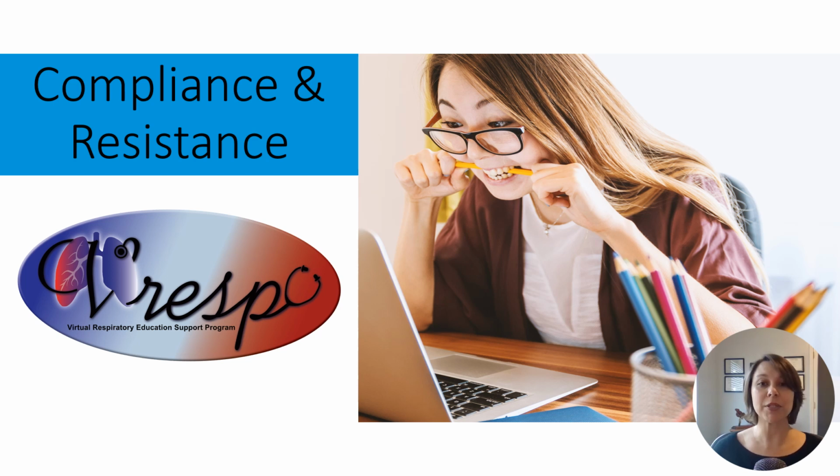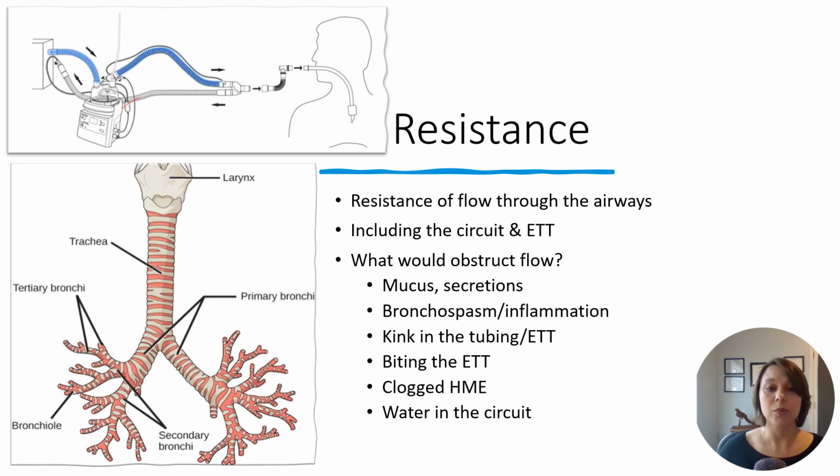In this lesson, I'm going to be talking about compliance and resistance. This is a big one for both A&P and mechanical ventilation, so let's dig in. We'll start with resistance. You really need to think about resistance as airflow through the airways. When I have an intubated patient, that's going to include the circuit, your ET tube, all the way through your airways, your conducting airways, down to the respiratory zone. Once you get to the respiratory zone, that is going to be more compliance.